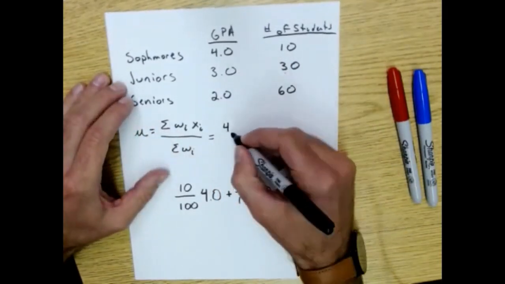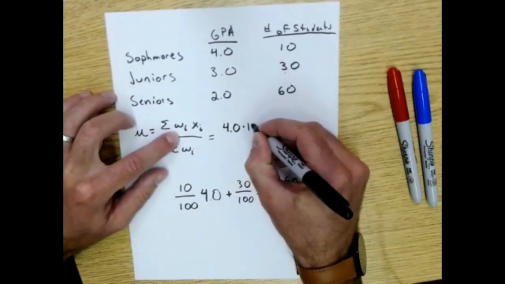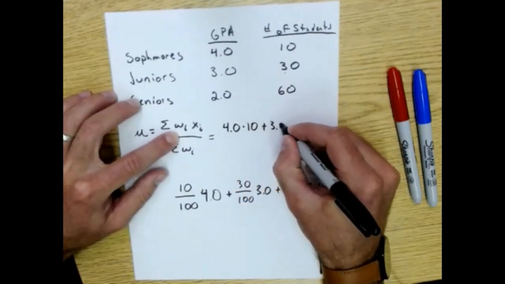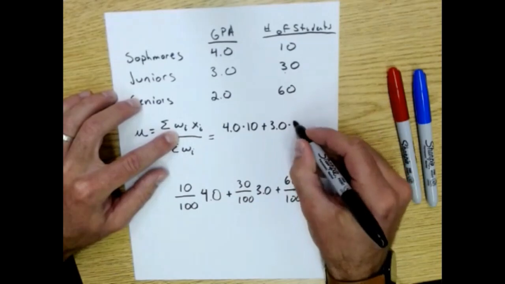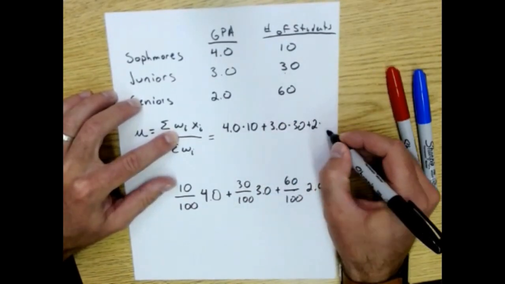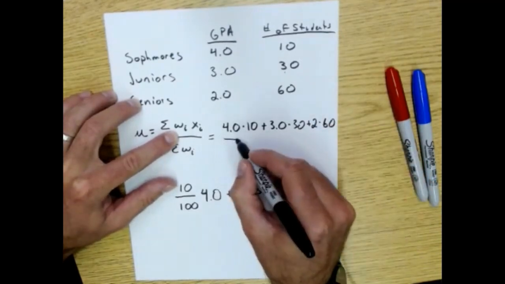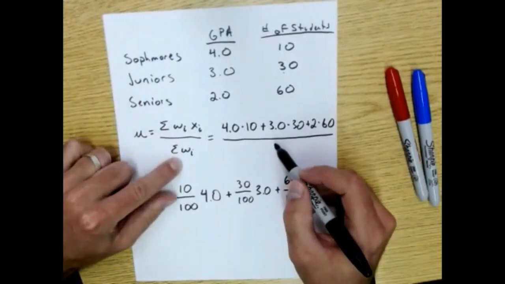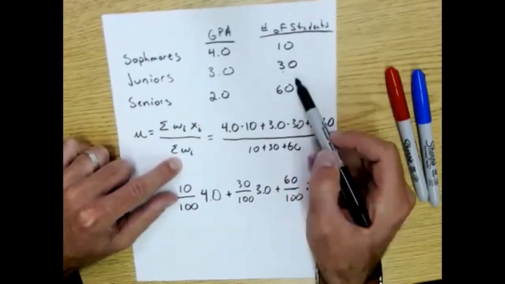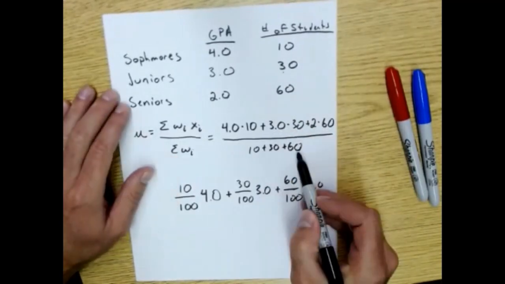So I'll take that 4.0, multiply it by the weight. So multiply that by 10, add to that the next X value, 3.0, multiplied by its weight of 30. Add to that the next GPA, I'll leave off the 2.0 here so I don't run out of room. Multiply by its weight of 60, and then divide that by the sum of all the weights, so 10 plus 30 plus 60, adding up our weight variable. Well, notice this denominator is going to end up being 100.